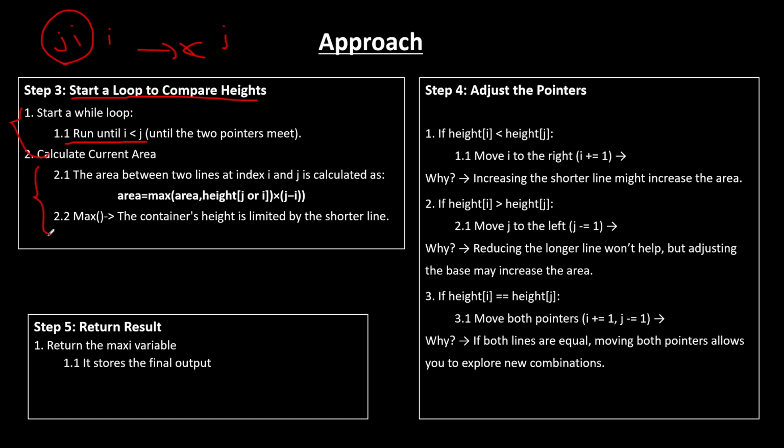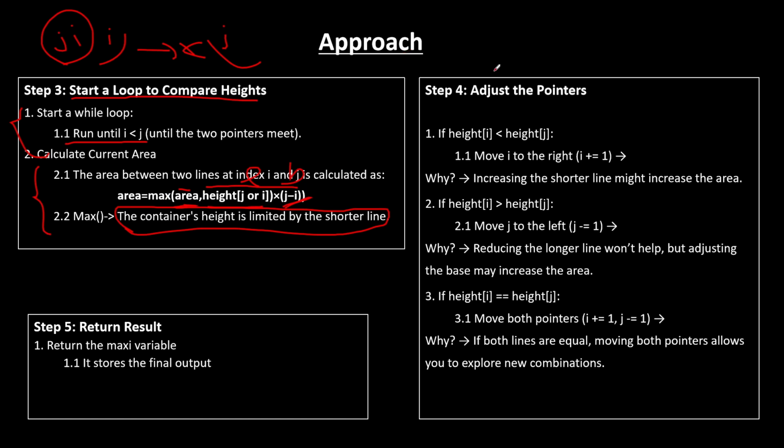And now here, calculating the area. Whatever area was stored previously, we will take that and compare it with the current one, right? The current height of the pole could be from the j index or from the i index, whichever is the minimum one, and you multiply it with j minus i, which will be the distance between them. So it is basically length into breadth, right? Now the container height is limited by the shorter line, right? We are using maximum here just to store the result of comparing the area of the current calculation with the previously stored area, right? Now coming to step 4 here.